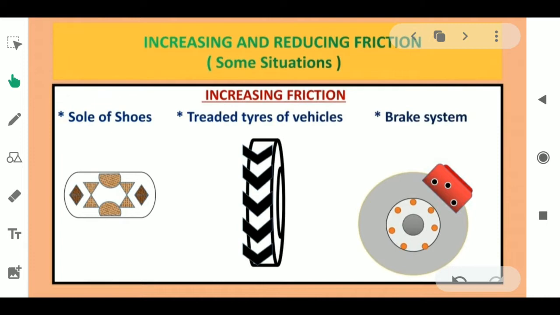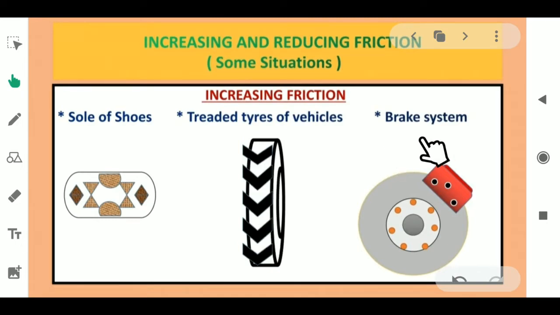So why is the sole of our shoes grooved? The soles of our shoes have grooves to get a better grip with the ground. Clear? So the second one, treaded tires of vehicles. You can see these kinds of tires in cars, trucks and bulldozers, which provide better grip with the ground. Clear? That is why we are using these treaded tires.